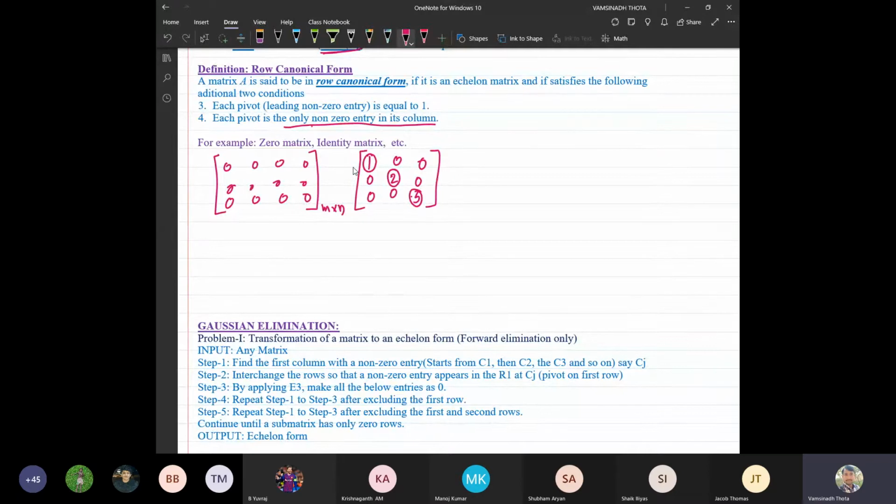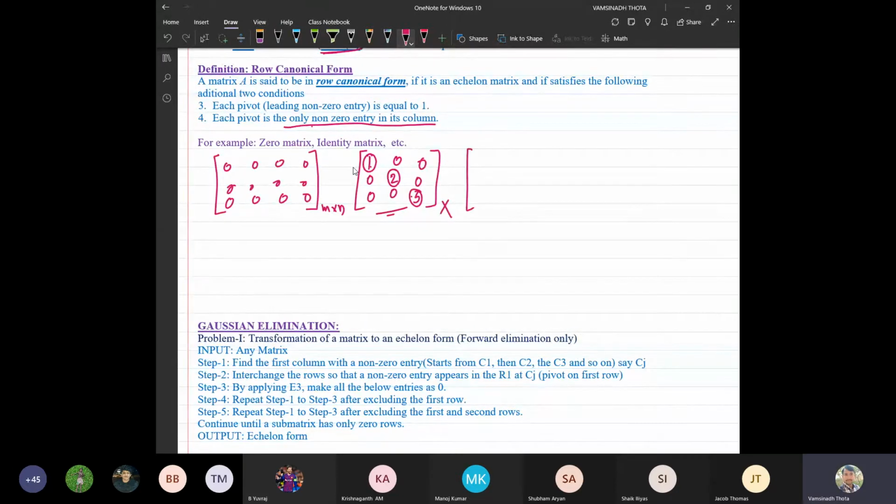Is it in the row canonical form also? Check the third condition: each pivot should be equal to 1. This is one pivot. It is equal to 1. And the second pivot is 2. It is not equal to 1. So this matrix in this form itself is not in the row canonical form. But with the help of the row operations, you can transform the matrix to row canonical form. That's what we will see. But let us understand the row canonical form with the example. So this is not in the row canonical form because the third condition is violated.